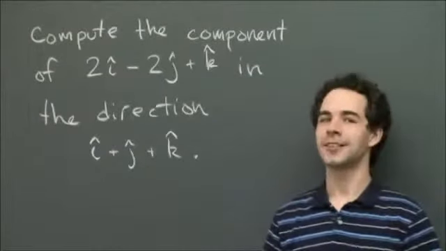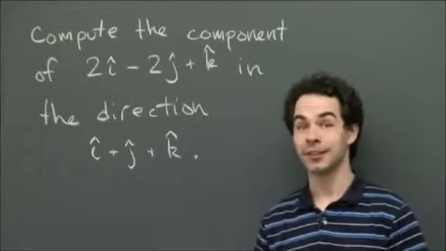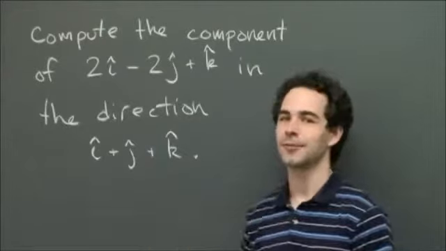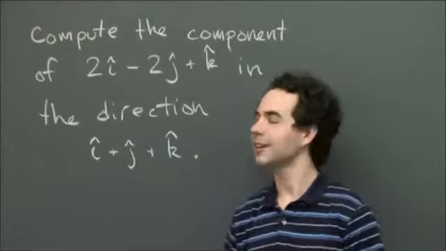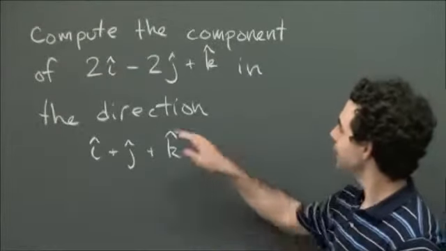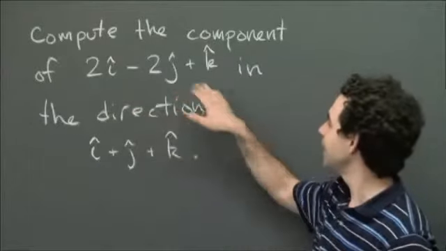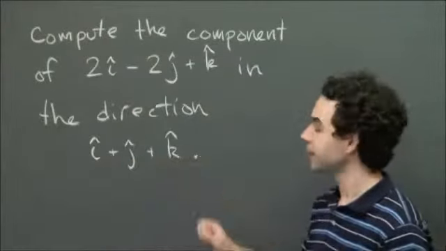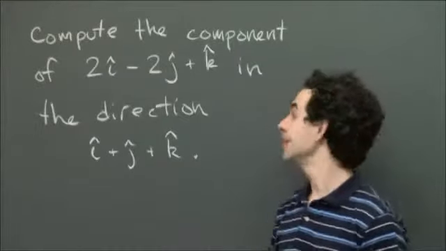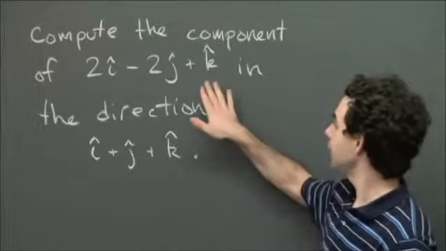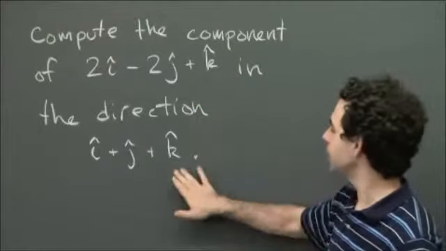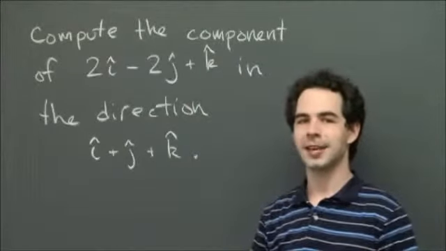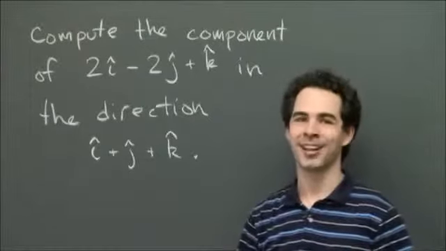In lecture, among other things, you've been learning about computing components of one vector in the direction of another vector. So I have a straightforward problem about that for you here. We've got two vectors, the vector 2i minus 2j plus k, and the vector i plus j plus k. What I'd like you to do is compute the component of the first vector in the direction of the second vector. So why don't you pause the video, take some time to work that out, come back and we can work on it together.